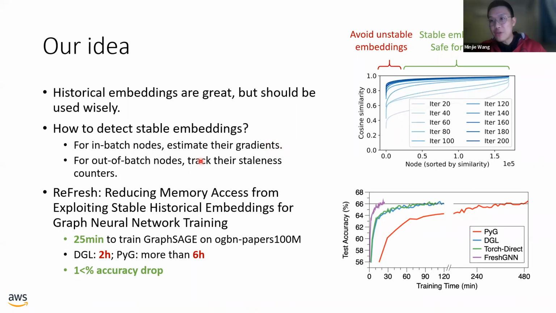One is for in-batch nodes, the nodes within the current mini-batch, where we have access to their gradient estimation, so we can use that to see whether the embeddings will not change by a lot in the future. The other is for out-of-batch nodes, where we do not have access to the gradients, so we track their staleness counter. If it goes beyond a certain number of iterations, we just drop them, so we will never reuse them. You can check out our paper called REFRESH, which we archived. The idea is that we formulate these strategies as a cache mechanism. You can see this is naturally a cache mechanism.